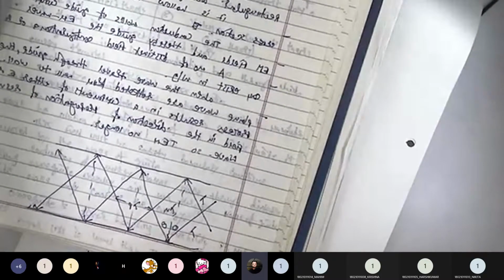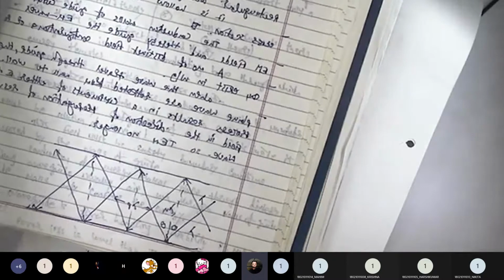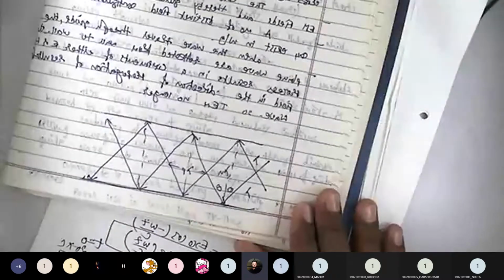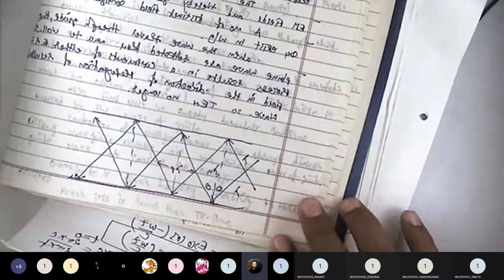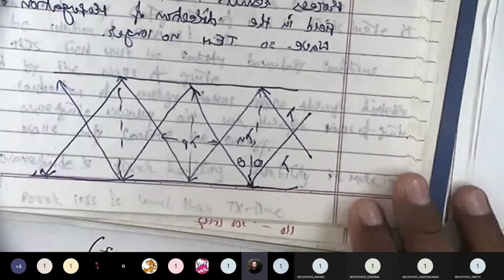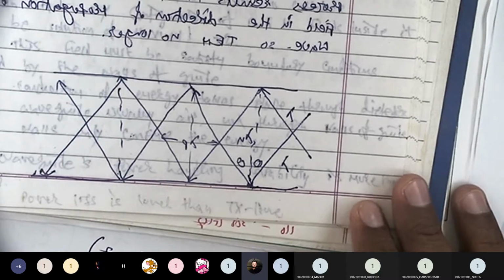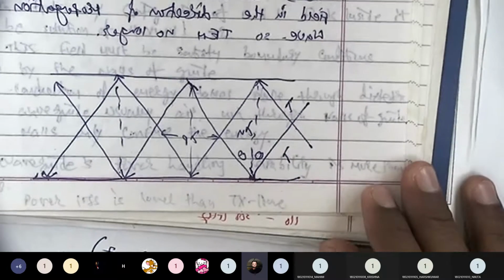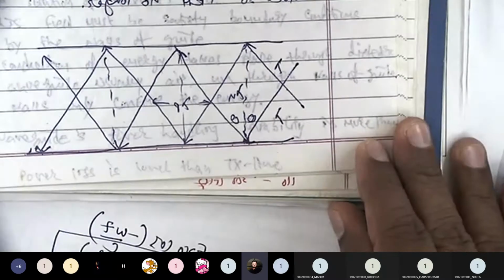Can you see the screen? Yes or no? Okay. So what will happen here?